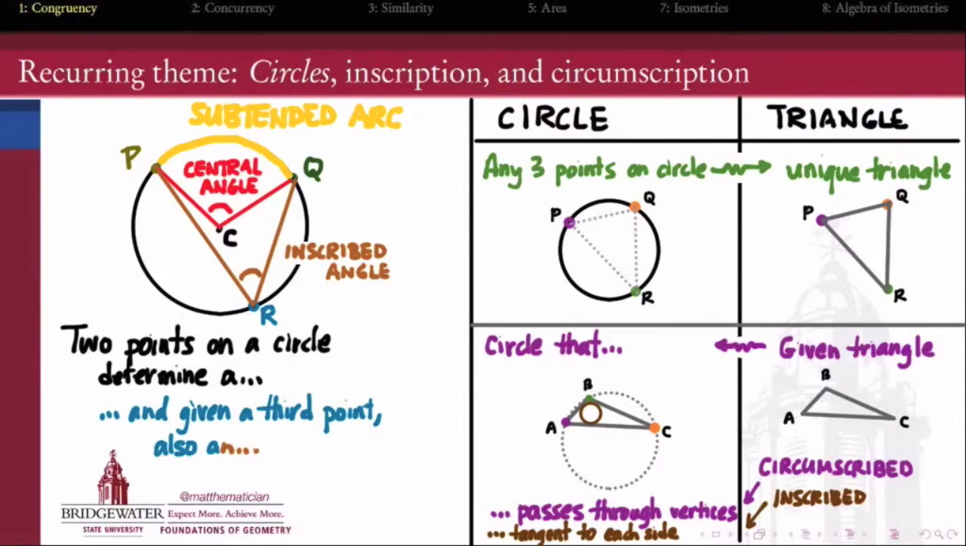So for that reason, circles are going to be a really important and useful tool for us, even when doing things seemingly straightforward like studying congruence of triangles and other polygons in geometry.